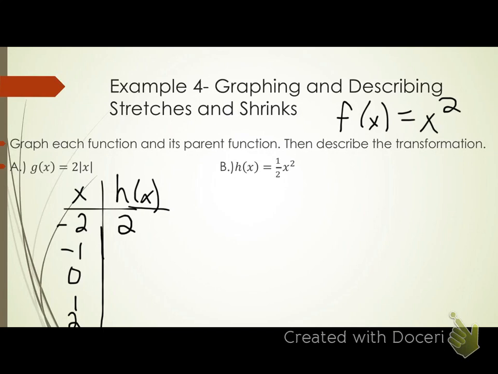Okay, -1 squared. 1. 1 times 1/2? 1/2. 0 squared. 0. 0 times 1/2? 0. Okay, 1 squared. 1. 1/2 times 1? 1/2. And then 2 squared? 4. 4 times 1/2? 2. So here's my ordered pairs for h of x equals 1/2 x squared: -2, 2. -1, 1/2. 0, 0. 1, 1/2. 2, 2. Do you guys remember what we call the graph of this?